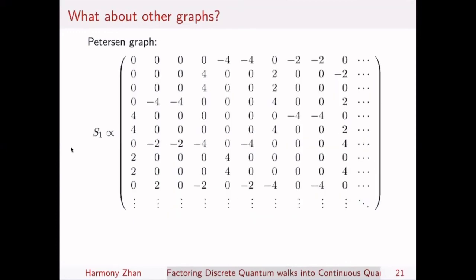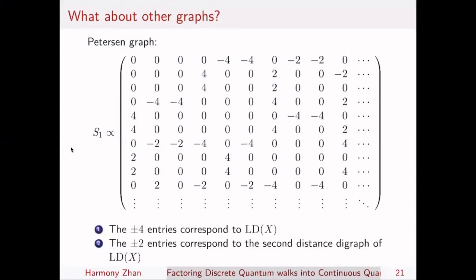And in fact, this is what happens when I lift E sub 1 to S sub 1. But you see, it's still quite sparse. So maybe I can still spot some graph by looking at different weights. So as it turns out, all the plus minus 4 entries actually correspond to the line digraph of the Petersen graph. So this is nice. What about the plus minus 2 entries? It turns out they correspond to not the line digraph, but its second distance digraph.